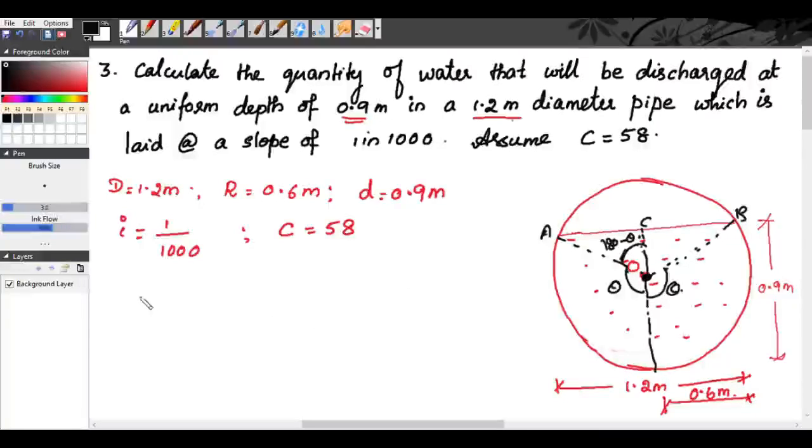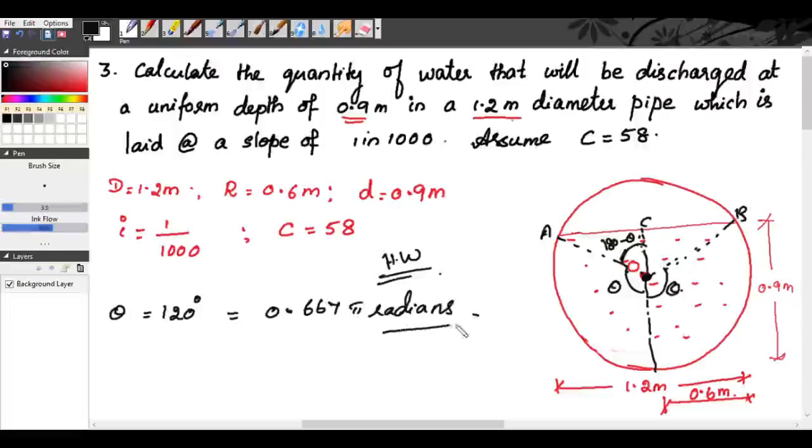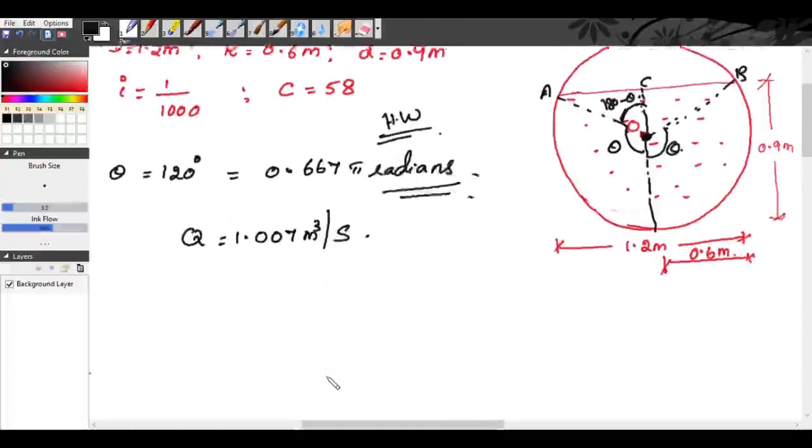I will give you the answers, you can do this as homework. You will get theta is equal to 120 degrees, which is equal to 0.667 pi radians. Okay, now your final answer will be discharge is equal to 1.007 meter cube per second. You can do this on your own. We will move on to our fourth problem.